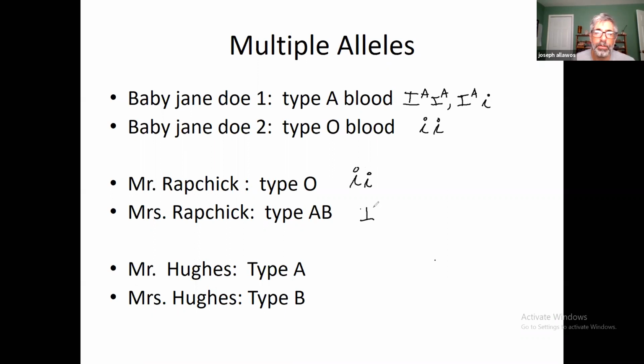Mrs. Rapchick, though, I to the A, I to the B, we do know with certainty her genotype. And then the Hughes, well, we don't know for sure. We know Mr. Hughes could be homozygous dominant or heterozygous type A. This is a semicolon here, sorry. It's confusing. Let me rid myself of the semicolon so you don't think it's a little i in this case. Here we'll just do a comma, how's that? And then Mr. Hughes or Mrs. Hughes, same thing, but with type B.